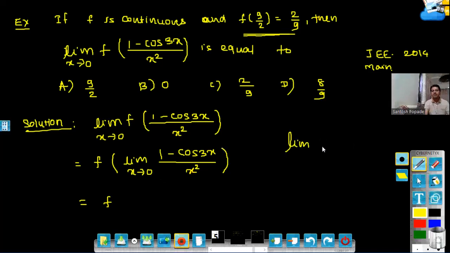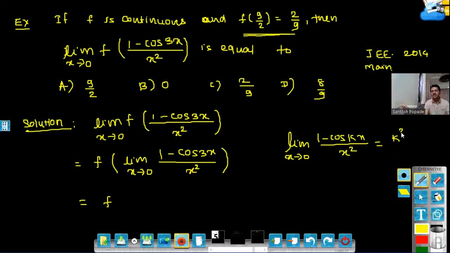We have seen that corollary, that is limit of (1 minus cos kx) upon x square as x tends to 0 is equal to k square by 2. In the present problem k is nothing but 3. So, it will be 3 square by 2, means 9 by 2, and so what I am getting is f of 9 by 2. It is given in the question that f of 9 by 2 is equal to 2 by 9. So, this is your answer.